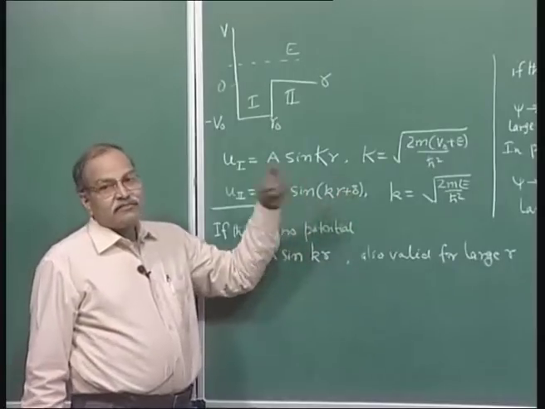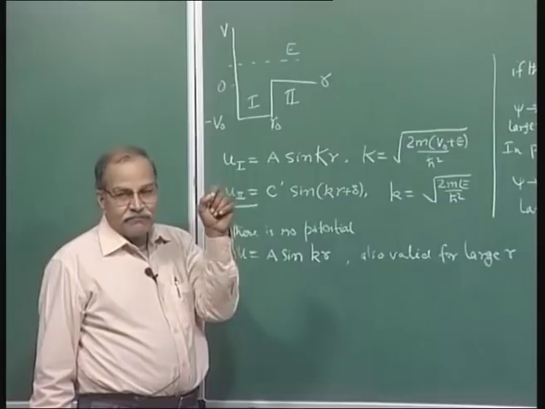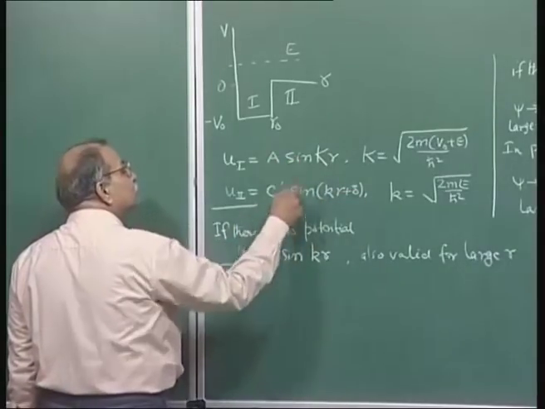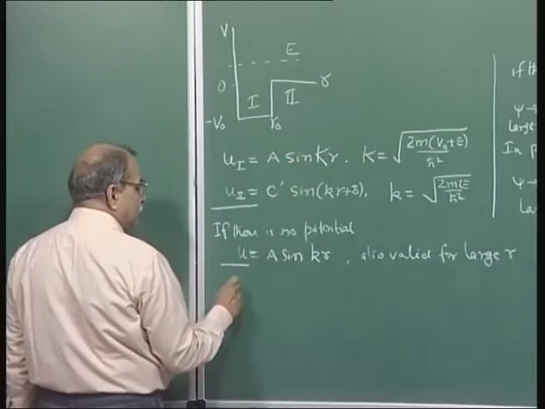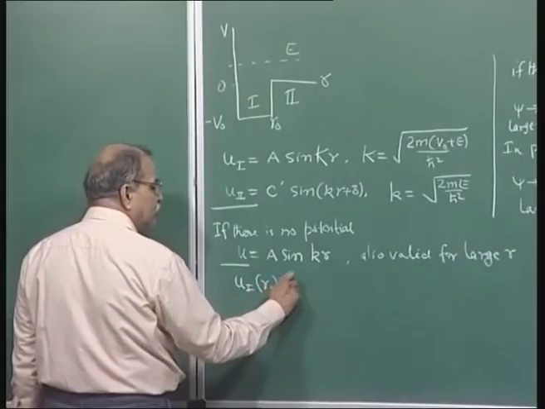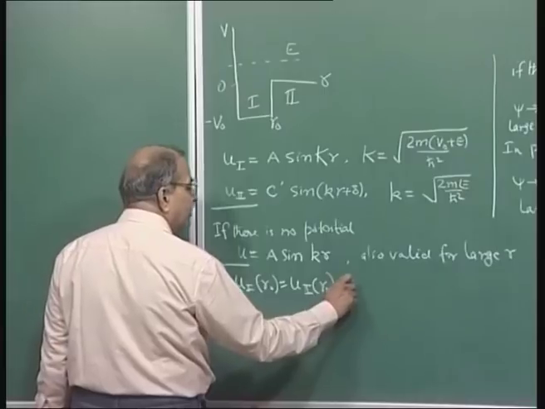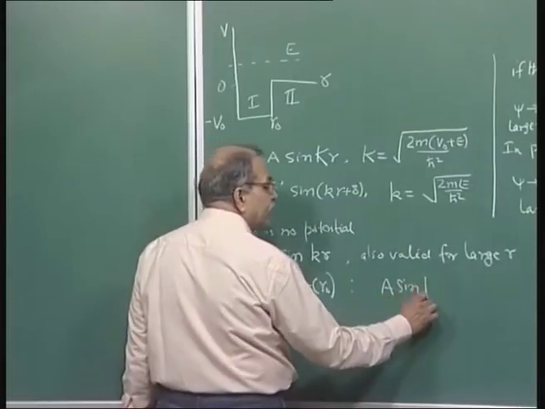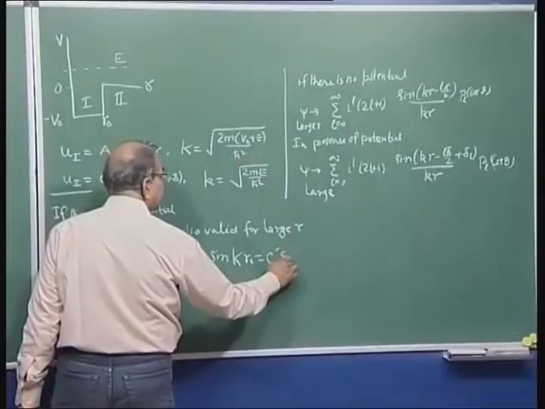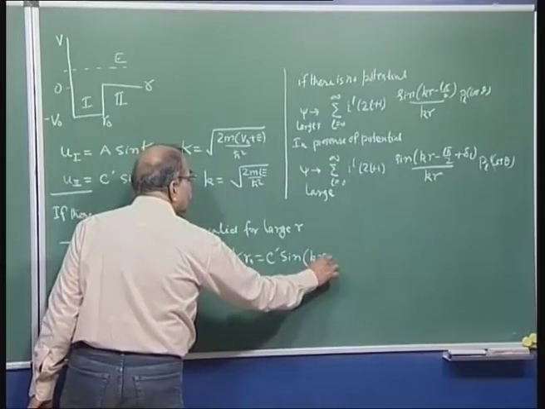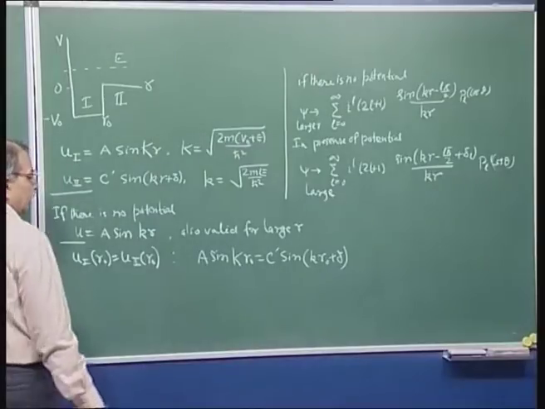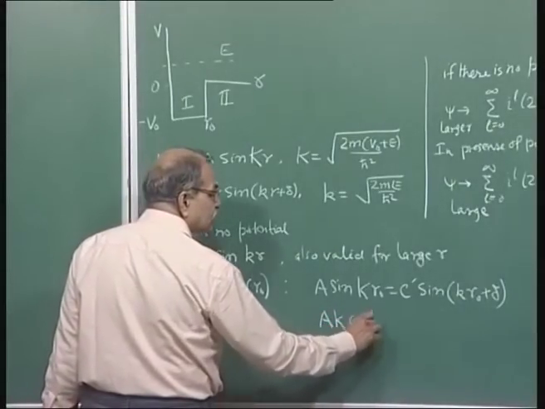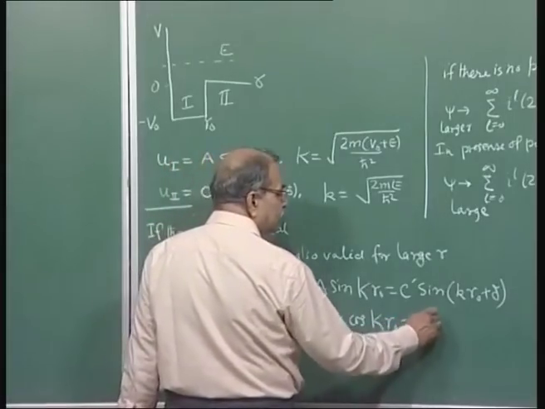So, if we can calculate this delta, we can get the cross section using the equation between delta L and cross section. So, that is it. To get that delta, you match the wave functions and the slopes. So, u 1 at r naught should be equal to u 2 at r naught. Wave function has to be continuous everywhere, and therefore, A sin capital K r naught should be equal to C prime sin small k r naught plus delta, and slopes are continuous, du dr is continuous.